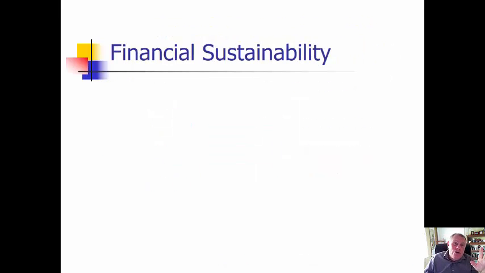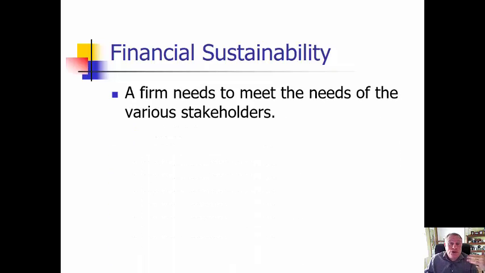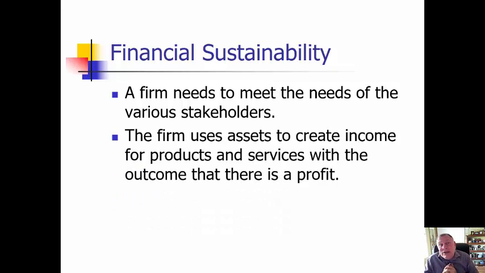Now, we talked earlier also about financial sustainability. Okay, a firm needs to meet the needs of the various stakeholders they have. That means customers need to be satisfied, suppliers, employees, shareholders, debt holders, so that there is this long-term sustainability. Now, as part of that, the firm uses assets to create an income for products and services with the outcome that there is a profit. Now, in your first project, you looked at the company and you defined what their products and services are. So that's the first step.